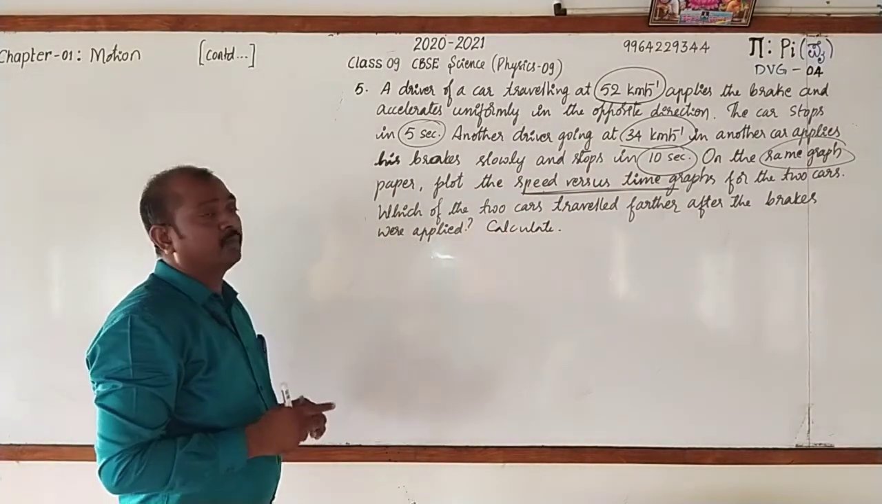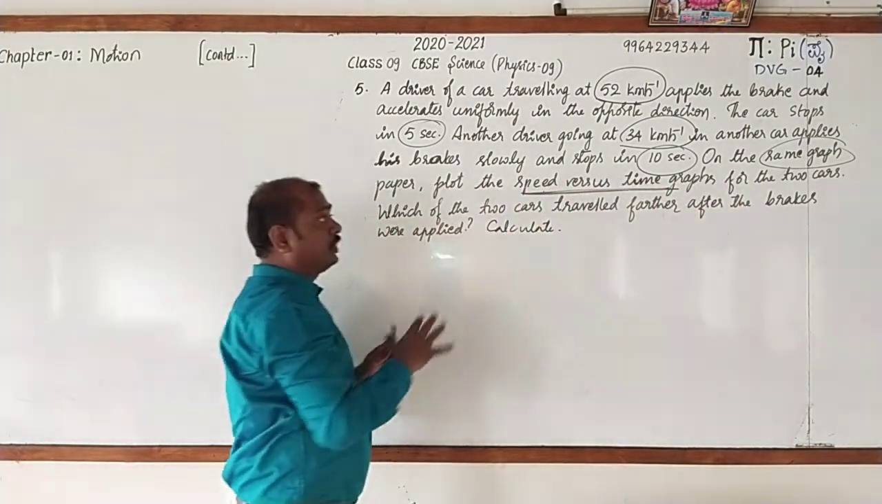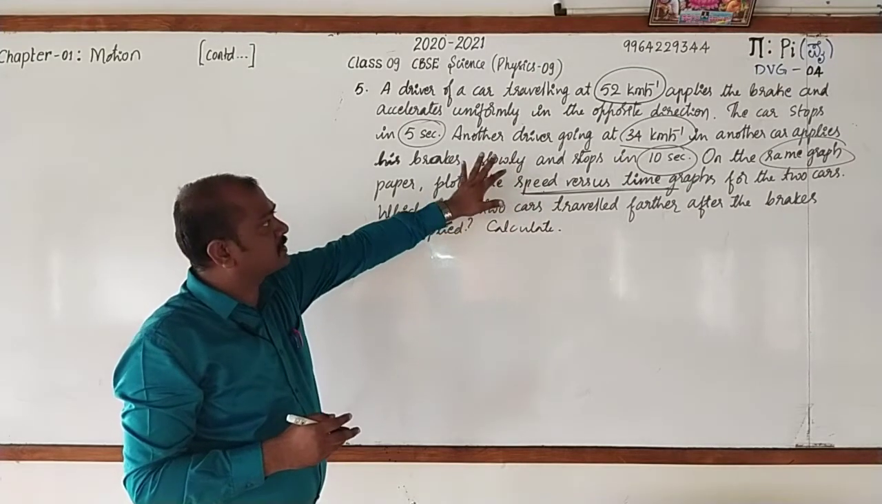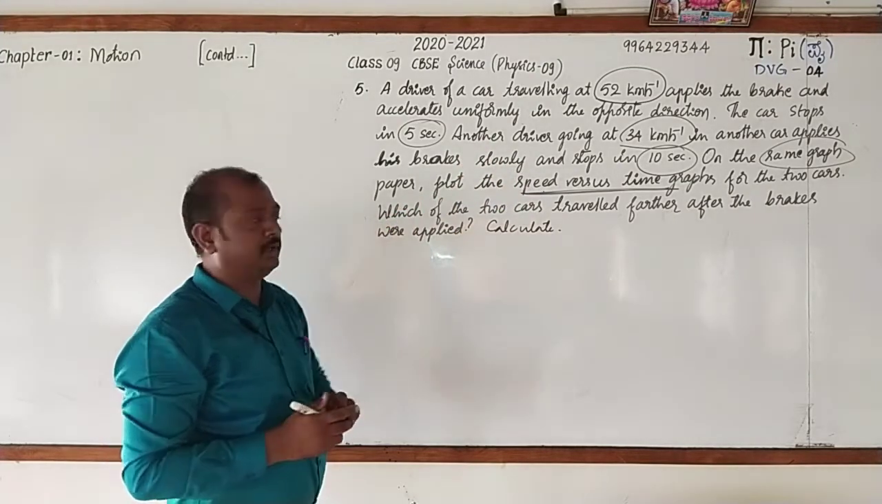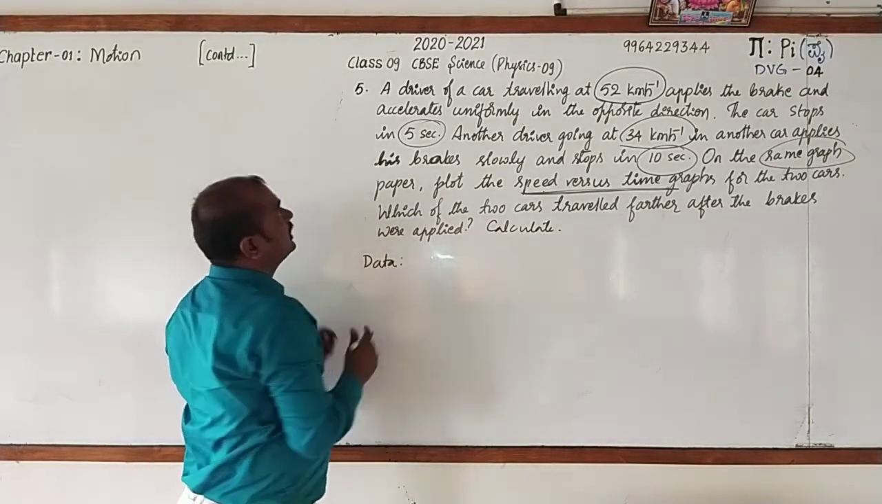Okay, now what is the first question? We have to draw the velocity time graph. In both cases, the graph should be drawn in one only. And before that, just let me write the data. Here it has been given.